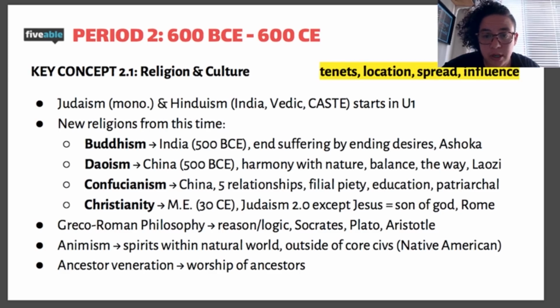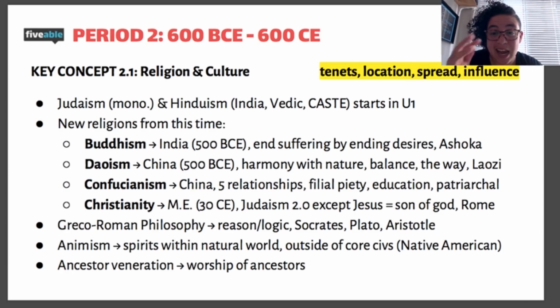So the most important thing for any world religion that you should know for AP World is the tenets, just the major belief systems. What do people who follow this religion believe? What's the goal, right? Are you trying to get to heaven? Are you trying to break the cycle? What does it look like to live a good life as a Buddhist, as a Taoist? Those would be the tenets.